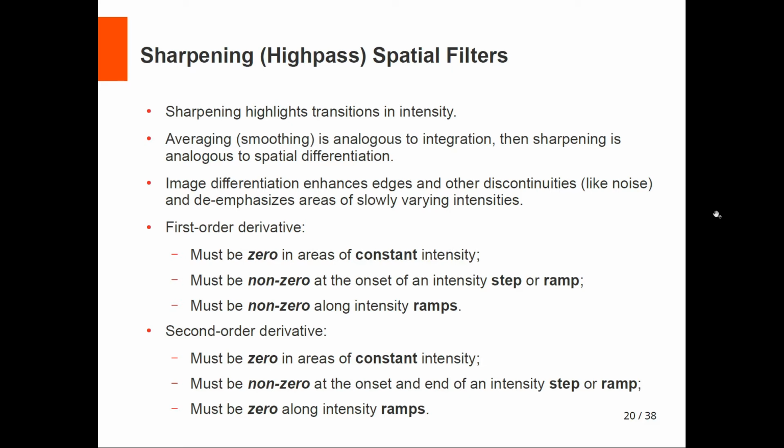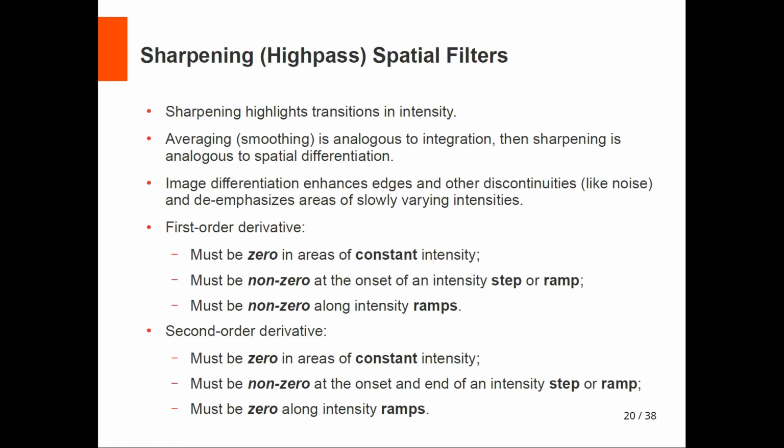Now that we saw how smoothing or averaging spatial filters work, let's talk about sharpening or high-pass spatial filters. In sharpening filters, we want to highlight or boost the intensity transitions within the image. If we associate averaging or smoothing with the integration of the image, then sharpening is associated with spatial differentiation. Image differentiation helps us to enhance the edges and other discontinuities in the image, like noise, but at the same time de-emphasizes the areas of slowly varying intensity.